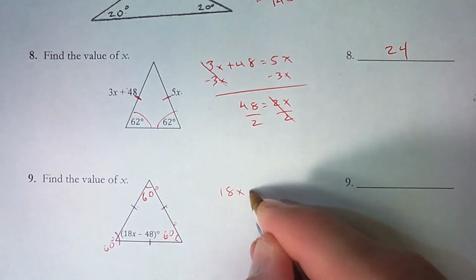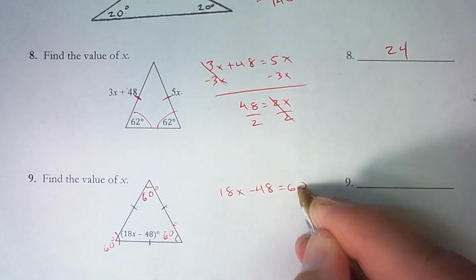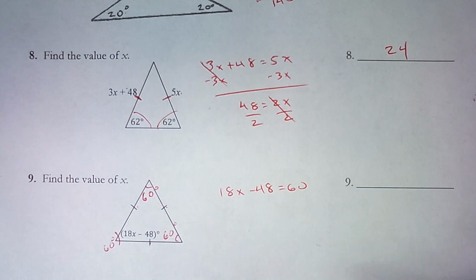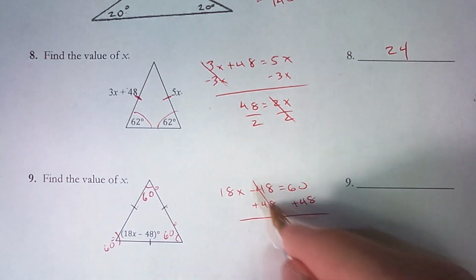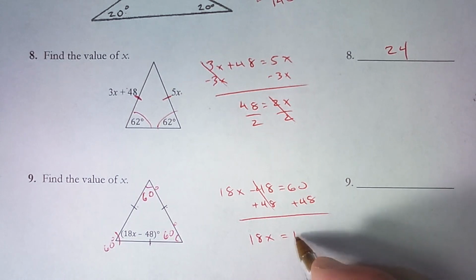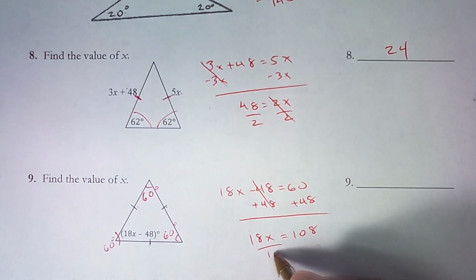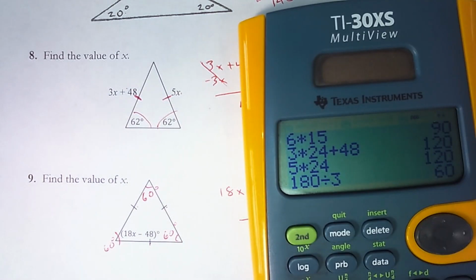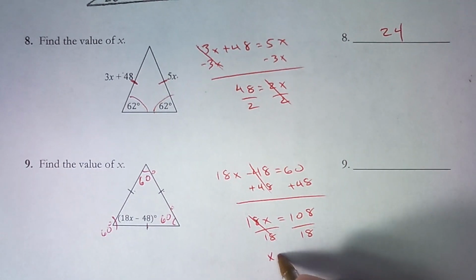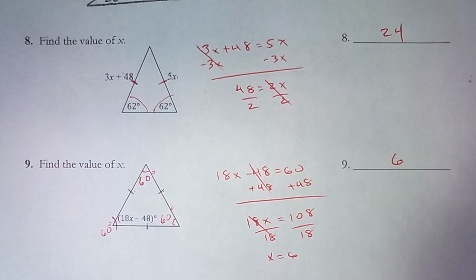So that means that 18x minus 48 is equal to 60. Now add 48. 18x equals 108. And divide by 18. 108 divided by 18 is 6. So x is 6.